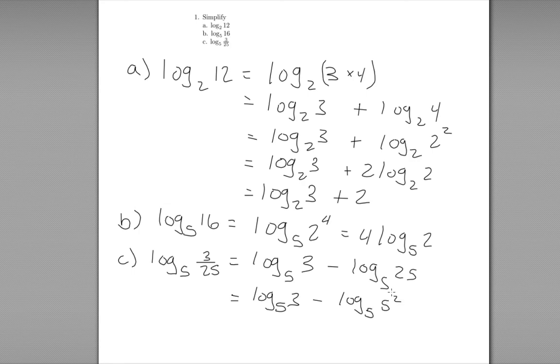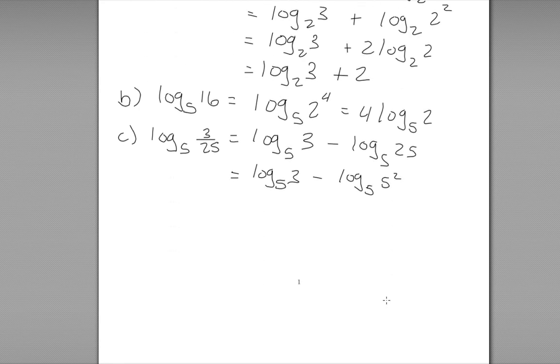So that's log base 5 of 3, and then this becomes log base 5 of 5 to the power of 2. Now, using that same rule that we saw above, where we have an exponent inside of a log, log base 5 of 3 doesn't really change. But this exponent 2 can come down in front of this log, and it becomes 2 log base 5 of 5. And for the same reason up here, where log base 2 of 2 was 1, log base 5 of 5 is 1. So this becomes log base 5 of 3 minus 2 times 1, which is just 2.